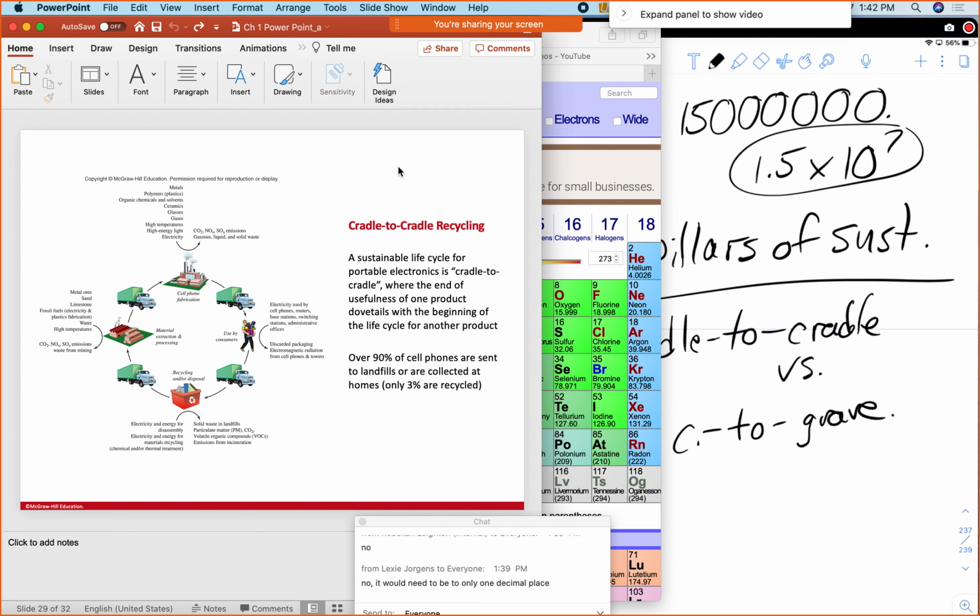Okay, so those recycling terms, knowing the difference between them, the names kind of suggest what they are. Cradle to grave is where you unwrap your new cell phone and throw the packaging in the trash, versus cradle to cradle, where you would then use the box for some other application, right? So it's going to dovetail with the beginning of another product. Okay.